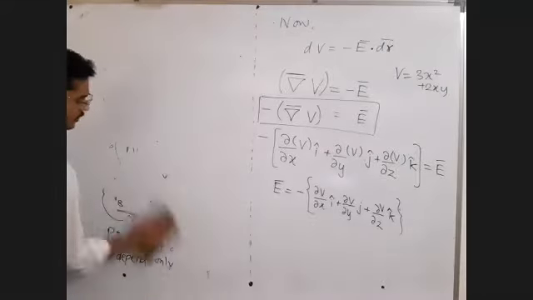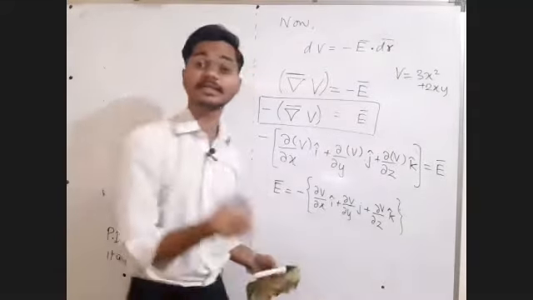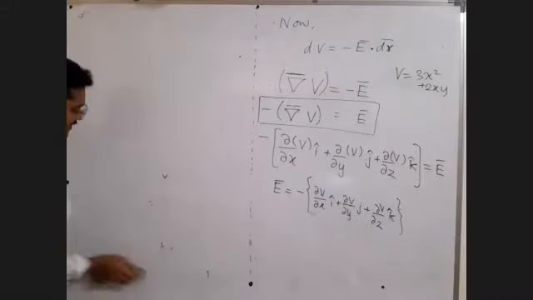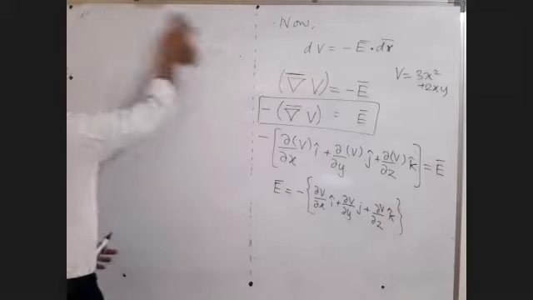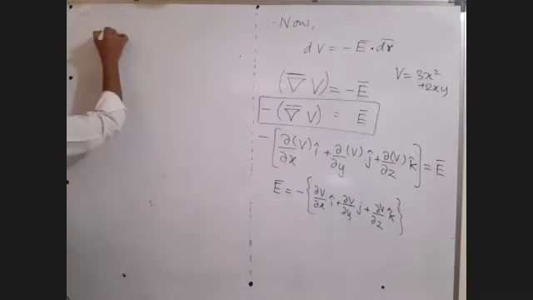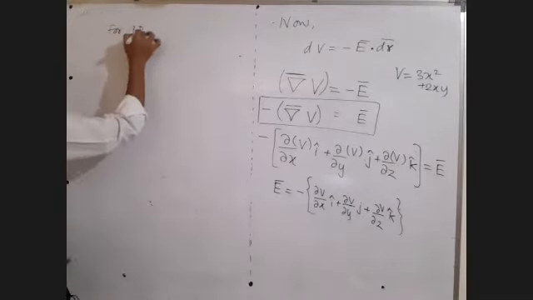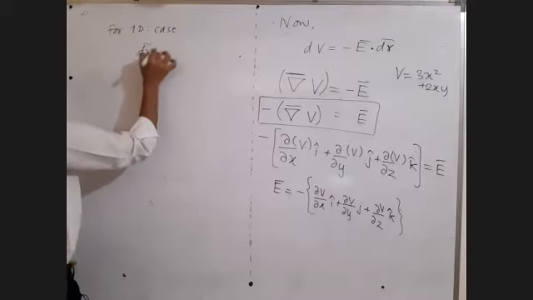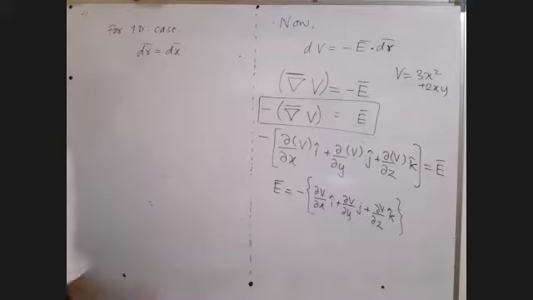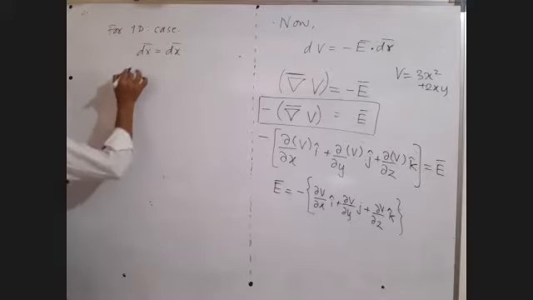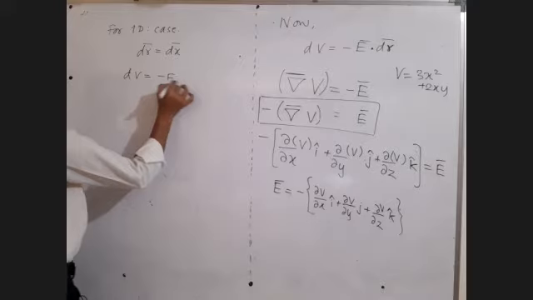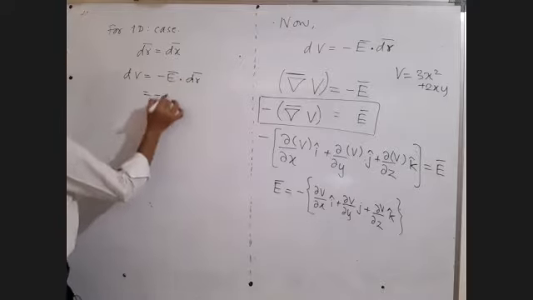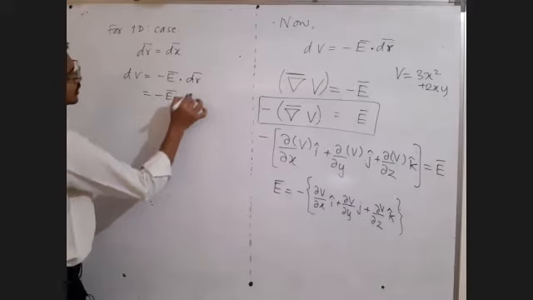Now, sir, let's say we don't have a three-dimensional vector. Let's say the case is itself a one-dimensional case. If it is a one-dimensional case, in that case it becomes very easy. For the one-dimensional case, dr bar will be simply equal to dx bar. In that case, dV is equal to what? The general formula is minus E bar dot dr bar. But it's a one-dimensional case, so E bar dot dx bar.